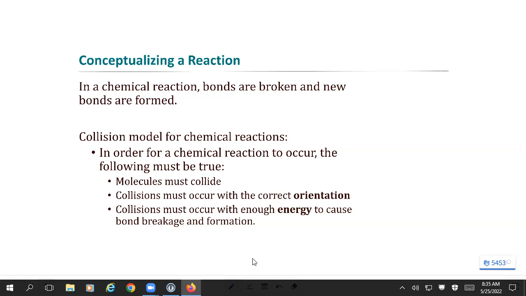But in order for that to happen, the collisions can't just happen any old way. They have to have two other factors associated with them. They have to have a proper orientation. That means that they have to be positioned in the correct three-dimensional way so that whatever it is that is going to interact actually interacts. And there has to be enough energy in the collision to actually cause those bonds to break in the first place.